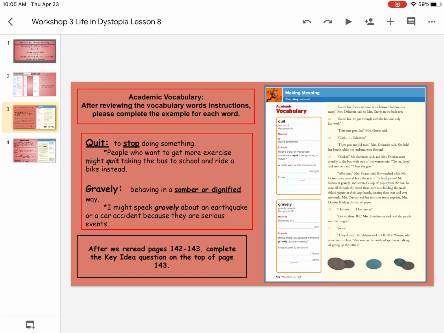She watched while Mr. Graves came around from the other side of the box, greeted Mr. Summers gravely or somberly, and selected a slip of paper from the box. By now, all through the crowd, there were men holding the small folded papers in their large hands, turning them over and over nervously. Mrs. Dunbar and her two sons stood together, Mrs. Dunbar holding the slip of paper. Harbert, Hutchinson. Get up there, Bill, Mrs. Hutchinson said, and the people near her laughed. Jones. They do say, Mr. Adams said to old man Warner, who stood next to him, that over in the North Village they're talking of giving up the lottery.